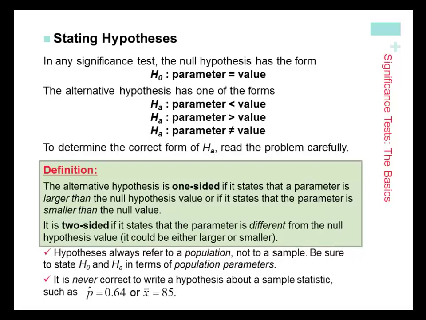Two things to remember here. Hypotheses always refer to a population, not a sample. So be sure that your null hypothesis and your alternative hypothesis are in terms of the population parameters, not statistics. It's never correct to write a hypothesis about a sample statistic, such as p hat is equal to 0.64 or x bar is equal to 85. They must always be written in terms of a parameter and not a statistic.